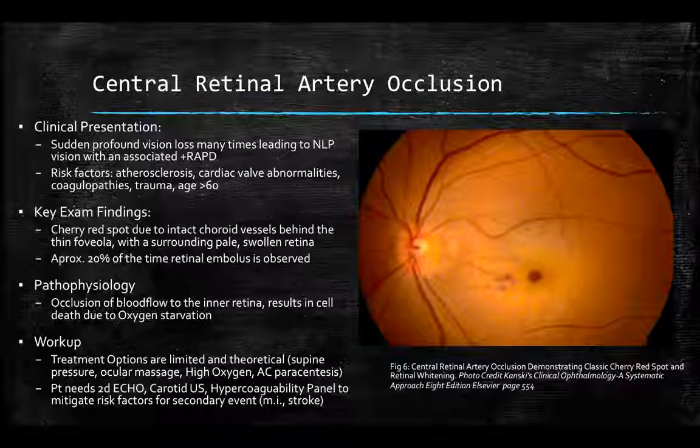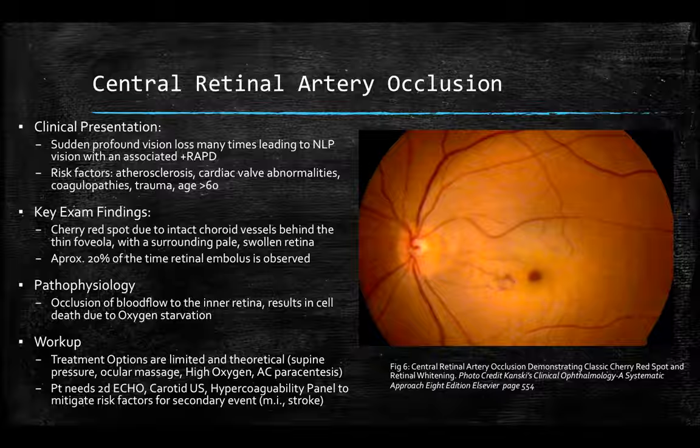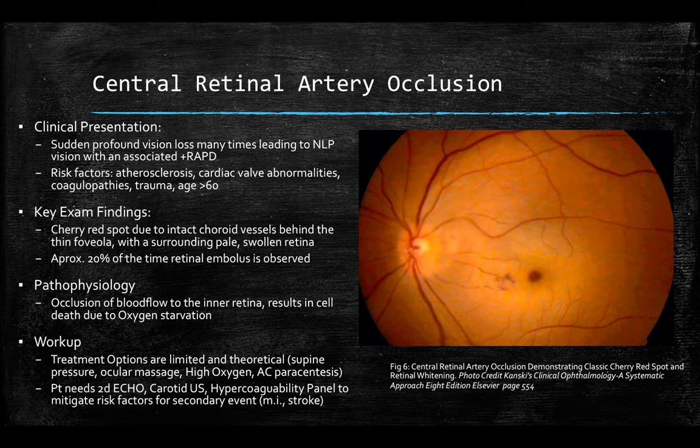You can keep the patient supine to help improve perfusion pressure. You can perform an ocular massage. Sometimes this can dislodge the embolus if there is one present. You can put them in a high oxygen environment, or you can do an anterior chamber paracentesis. The patient, as we mentioned, needs a 2D echo of their heart. They need a carotid ultrasound. They need a hypercoagulability panel to look for risk factors that may lead to a secondary event.